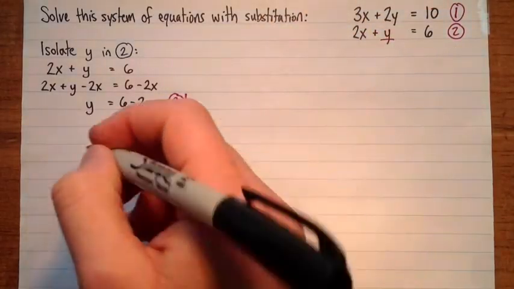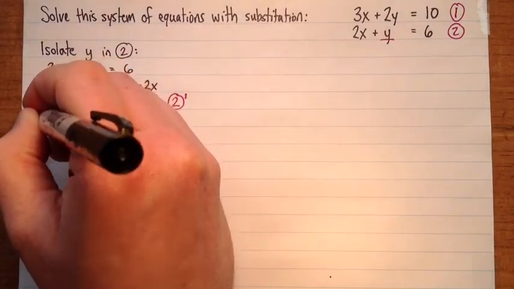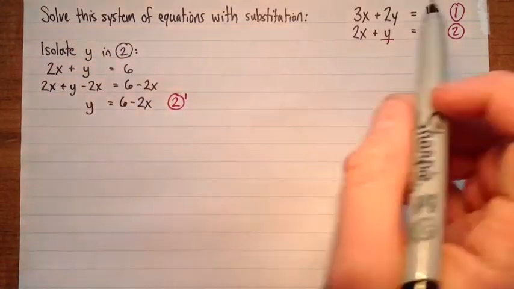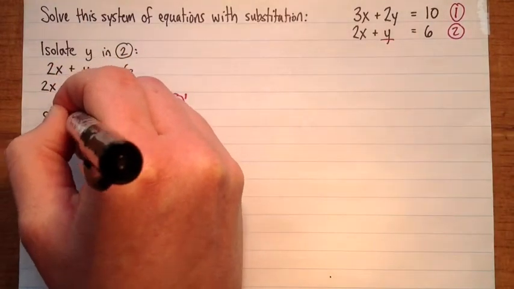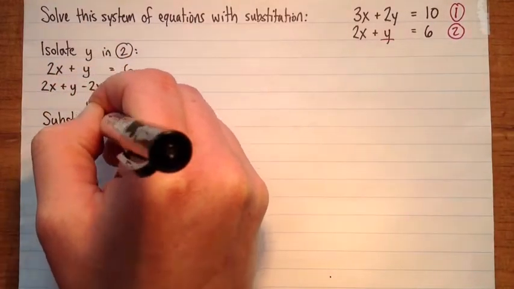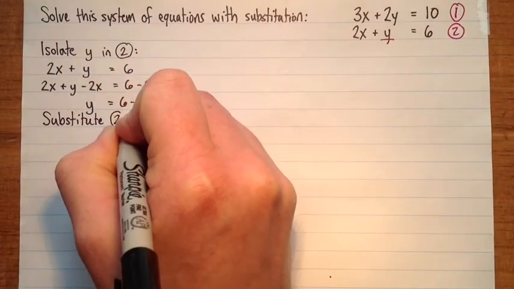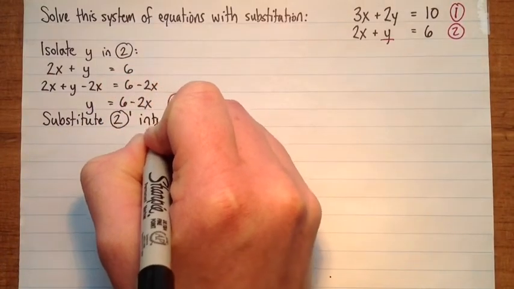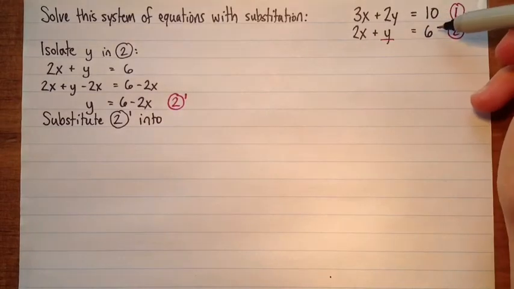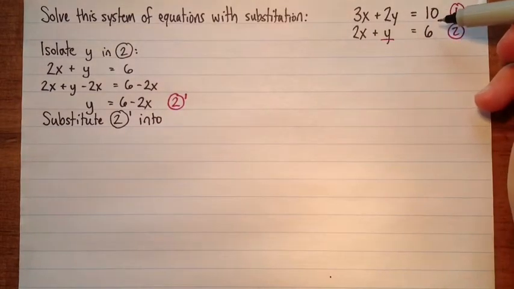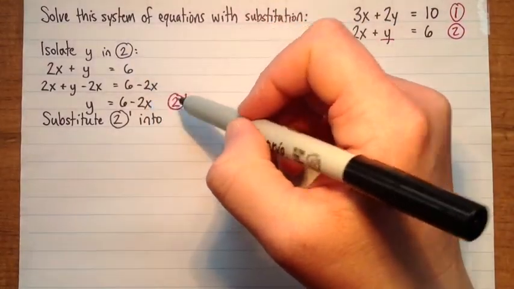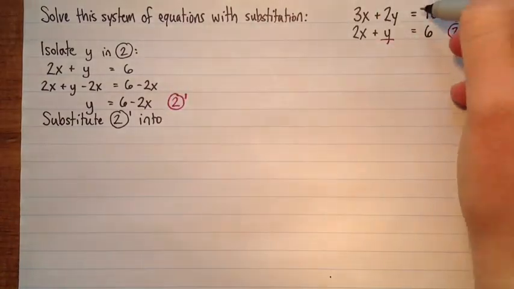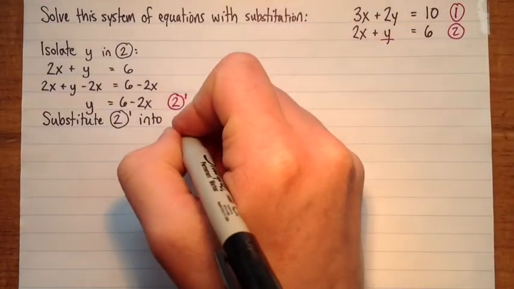Okay, so I've got a variable isolated, and now I'm going to substitute this into the other equation. So I'm going to substitute 2 prime into... Now, if I substitute it back into 2, I'm going to run into problems. You can try that. It's interesting to see what happens, but I won't be able to find an answer. Because this is equation 2 here, to get an answer, I have to substitute into the other equation. So I'm going to substitute into 1.